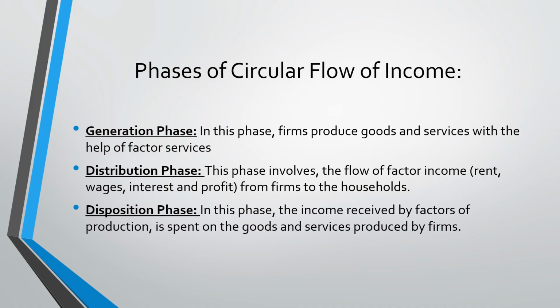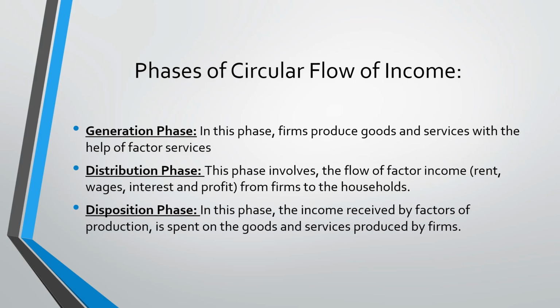You know, there are four factors of production: land, labor, capital, and entrepreneurship. Rent is paid for land. For labor, wages are paid. For capital, interest is paid on loan. And profit is the reward of the entrepreneur. So these are all the incomes generated in exchange of factor services. From firms to households, when this income is generated, it is distributed.